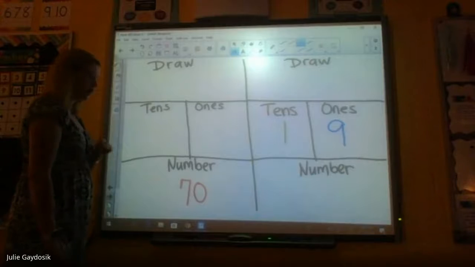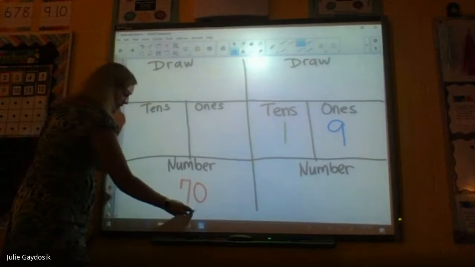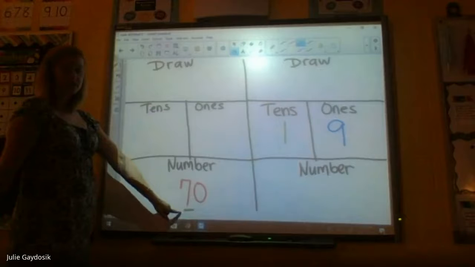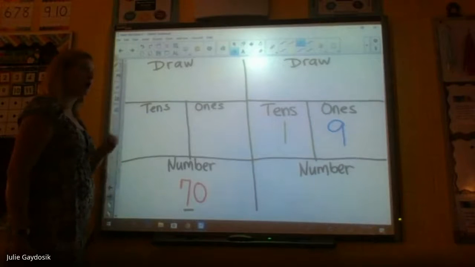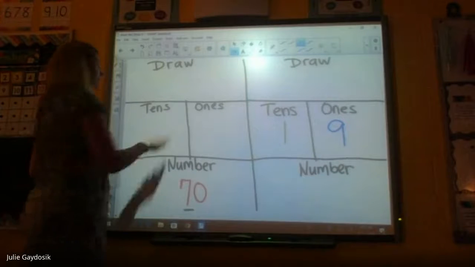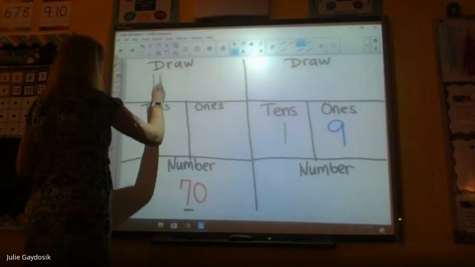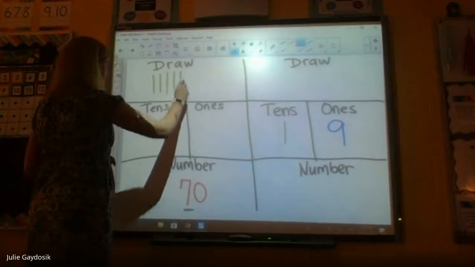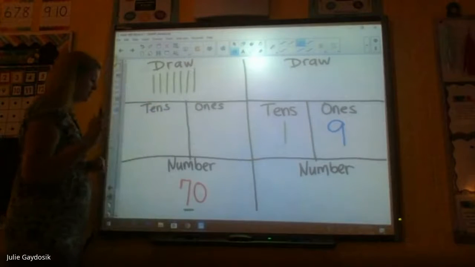Now you can either look at the 10s place and figure out how many 10s you need to draw, or you could count by 10 till you get to 70. So I'm going to count by 10 till I get to 70. 10, 20, 30, 40, 50, 60, 70.